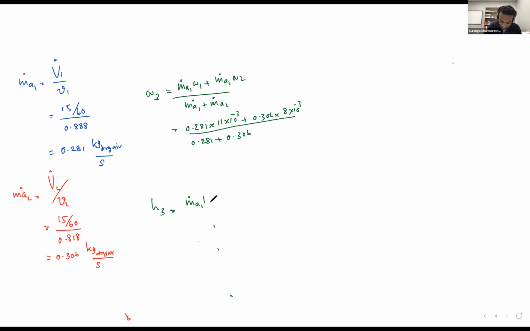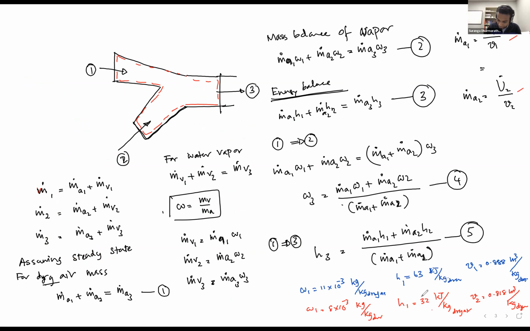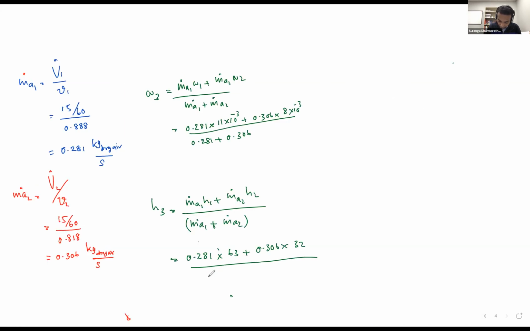And you can find H3 in a similar manner: MA1 dot H1 plus MA2 dot H2, divided by MA1 dot plus MA2 dot. So this is 0.281 times H1, which is 63, plus 0.306 times H2, which is 32. Yeah, these are the values, 32 and 63. This is going to be divided by 0.281 plus 0.306. Now you can get those values.